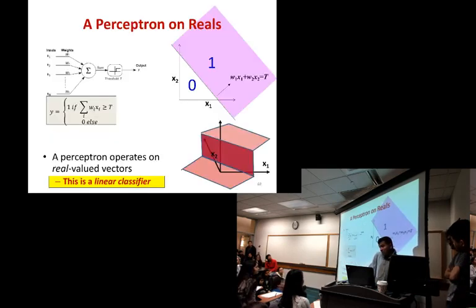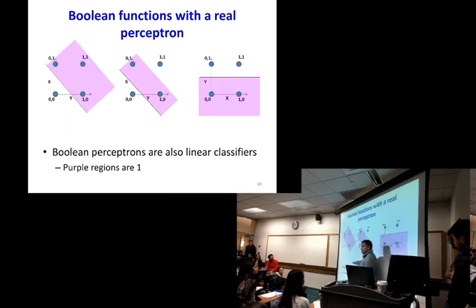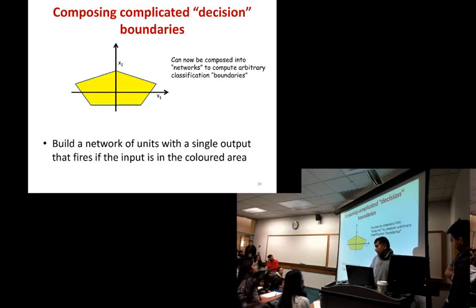A perceptron on reals is just a linear classifier. The function really looks like this, a step function. Everything to one side of the line or the hyperplane is zero. Everything to the other side, the output is one, correct? And with a function of this kind, I can compute an AND, I can compute a NOT, but I cannot compute an XOR. This is an XOR, and this is a classifier. But then we also saw how this can be used to put together more complex functions, right?